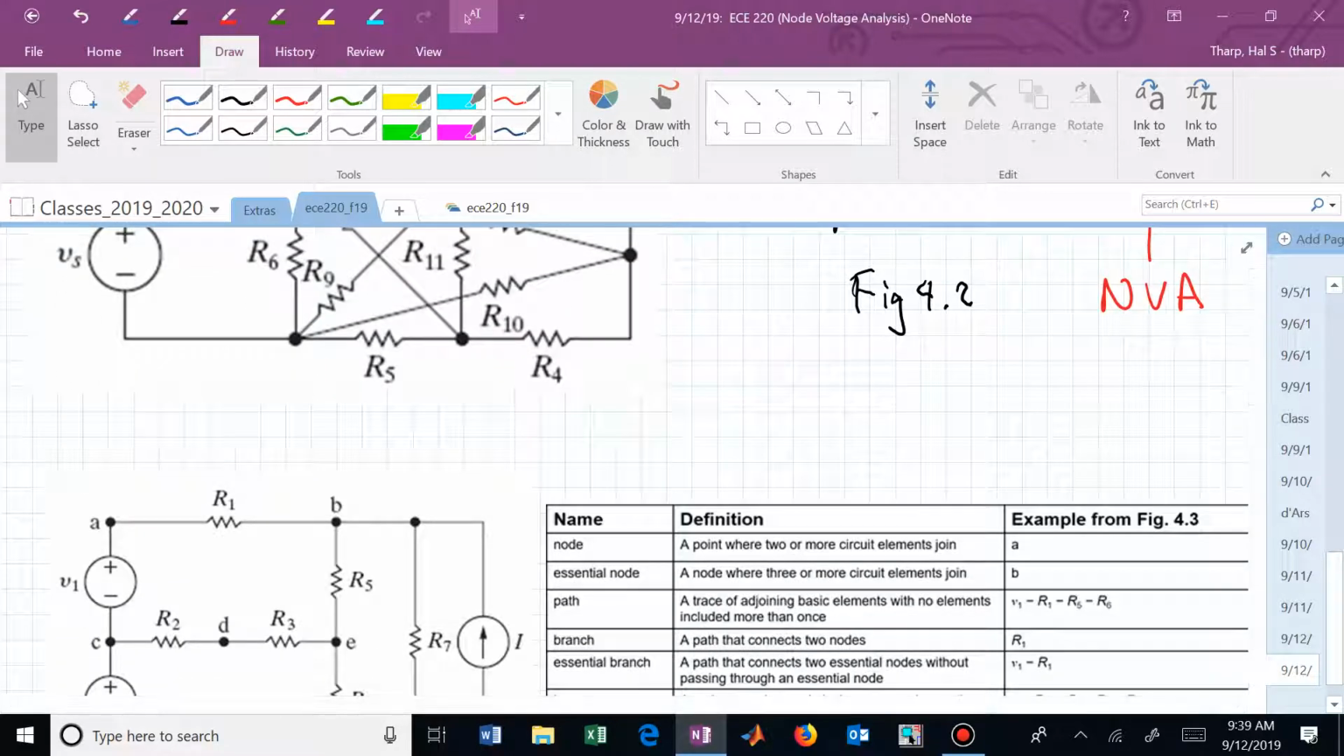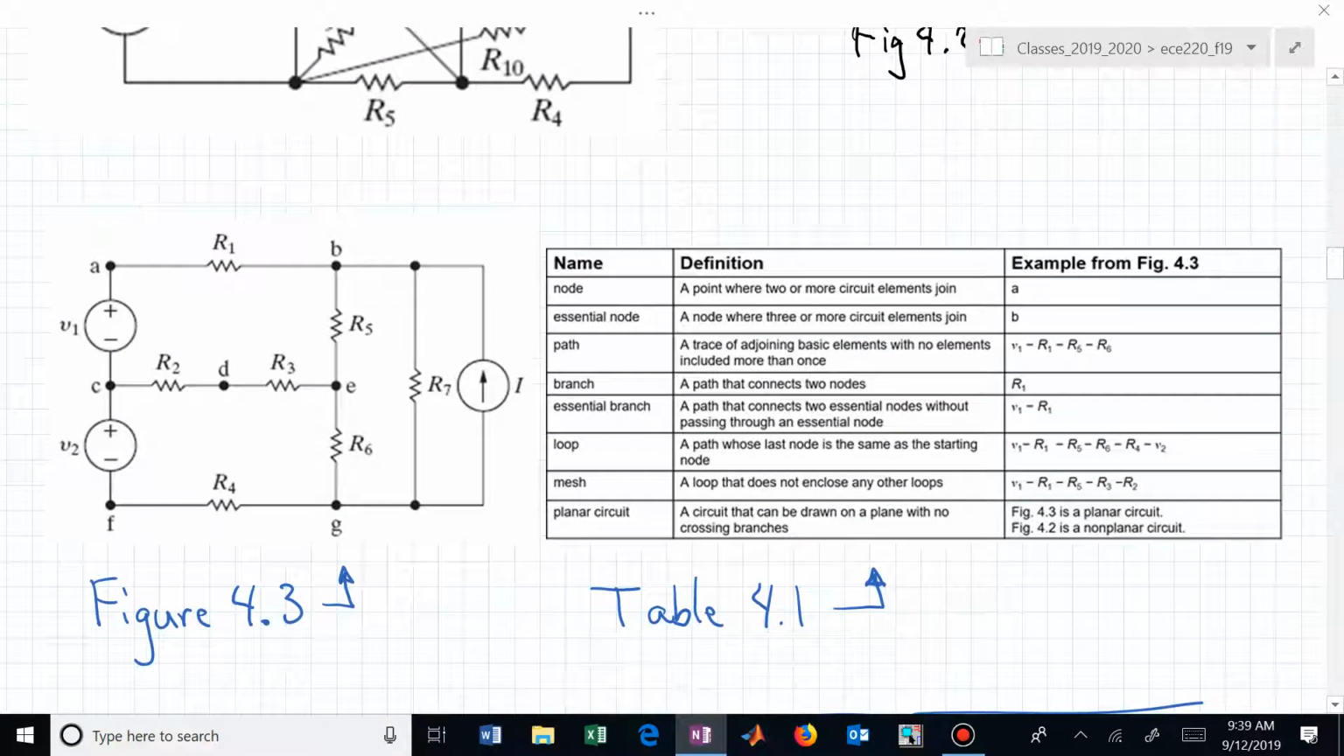And I'm using these phrases that may be something you don't feel comfortable with or maybe haven't used yet. We'll get into that today. But before we do that, we need some more terminology. All of our circuits so far have been planar that we've played with in this class. We haven't worried about non-planar circuits. Figure 4.3 tries to give us a generic figure that allows us to identify certain terms that we will be using throughout the rest of the semester in our analysis process.